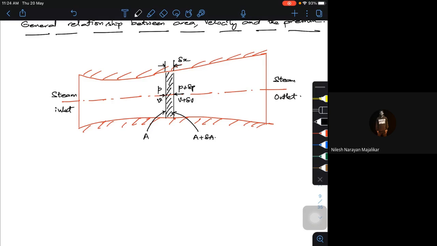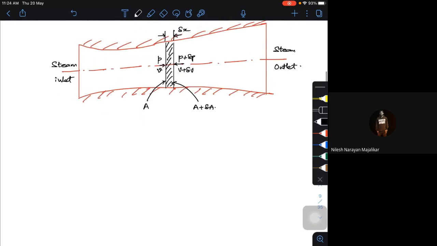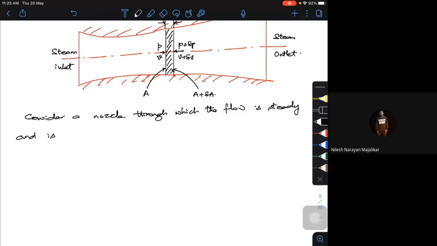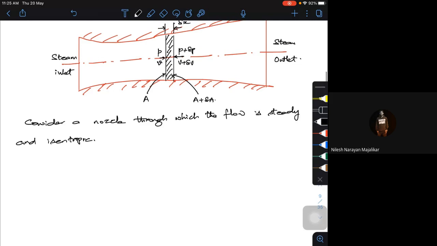So what type of flow is it actually? Let me write that. Consider a nozzle through which the flow is steady and isentropic, because I have an adiabatic wall. So I'm going to consider a small elemental strip.